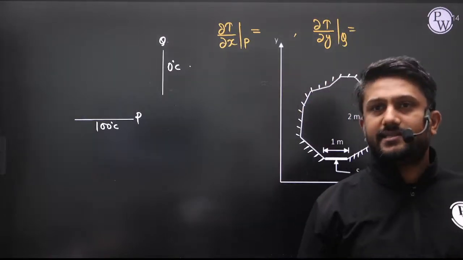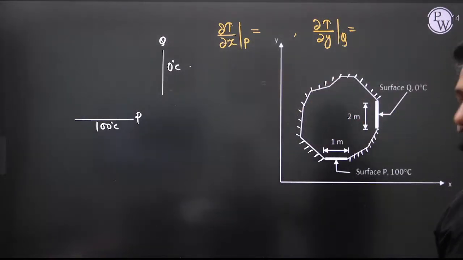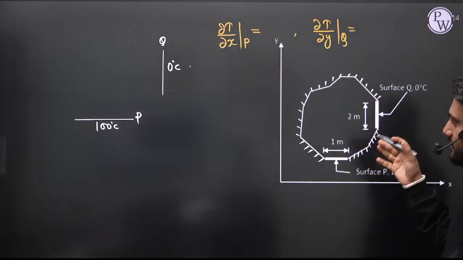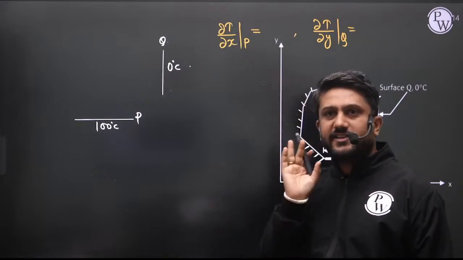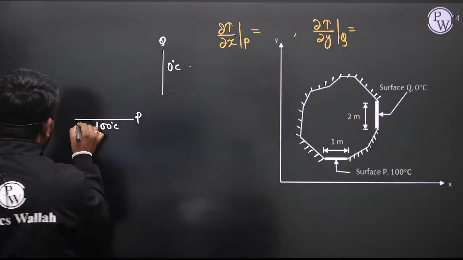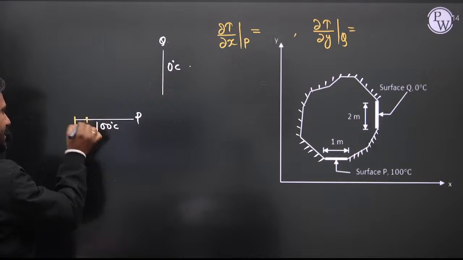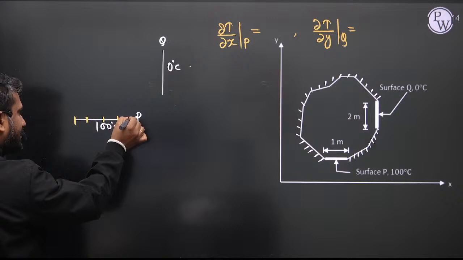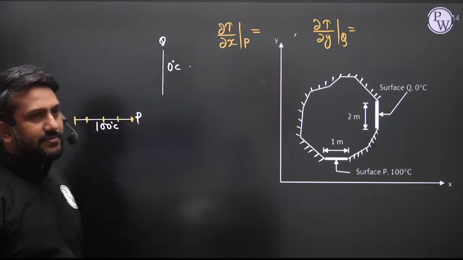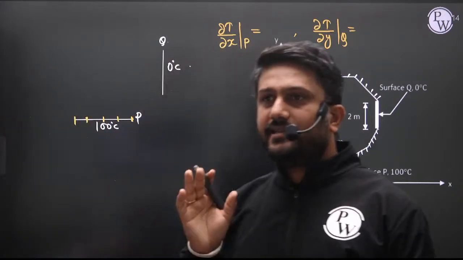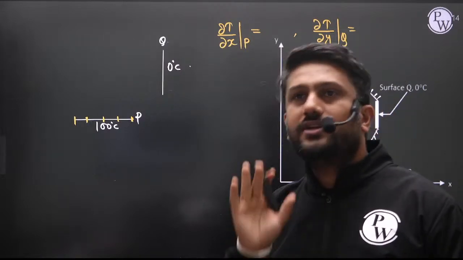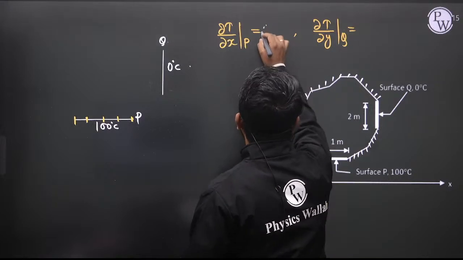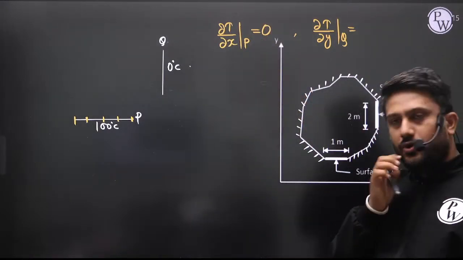Try to answer this question first. What is del T by del X at surface P? If you see the surface P, there is no temperature change in the X direction. What is the temperature here? 100 degrees Celsius. Everywhere along the surface, 100 degrees Celsius. So at the surface P, temperature is not changing in the X direction. So what is this value? This value is 0. Okay, fine.